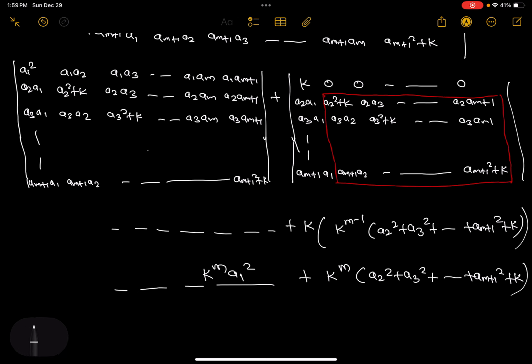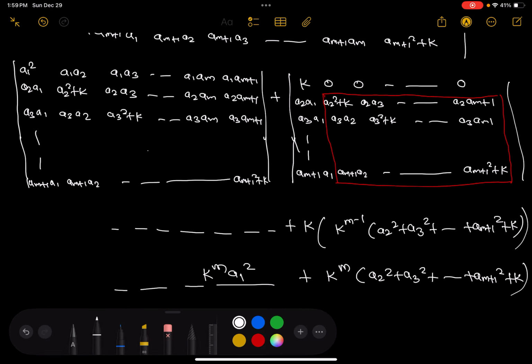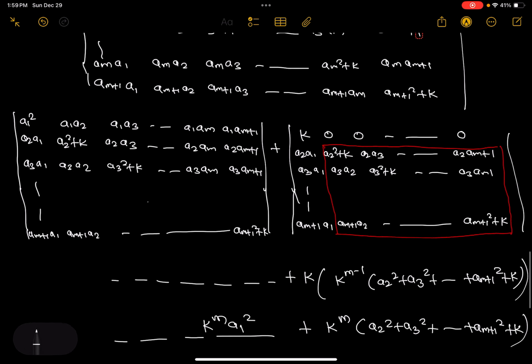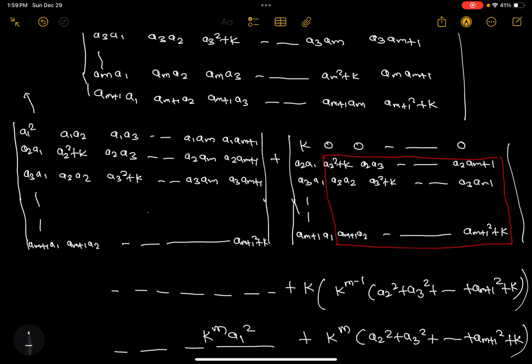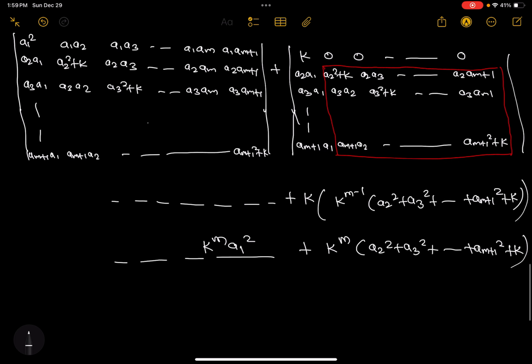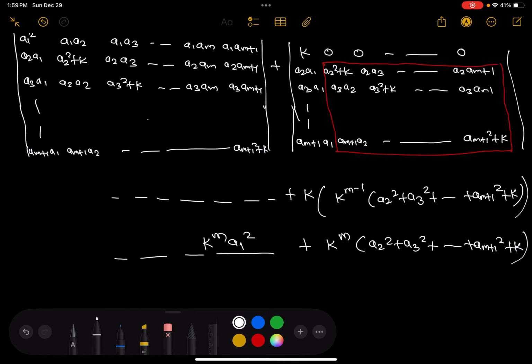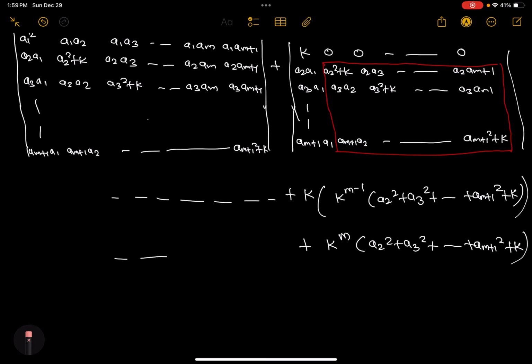That's the helpfulness of using induction, right? So we want to get k to the power m times a1 square. Let's just write it somewhere over here: k to the power m times a1 square. Okay, so now let's erase this and go on solving.